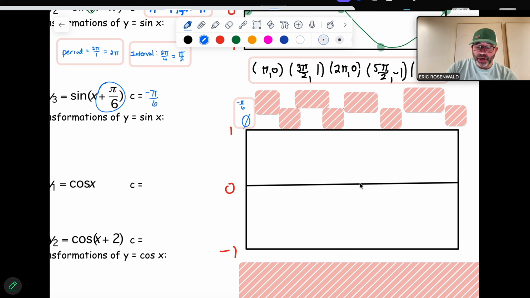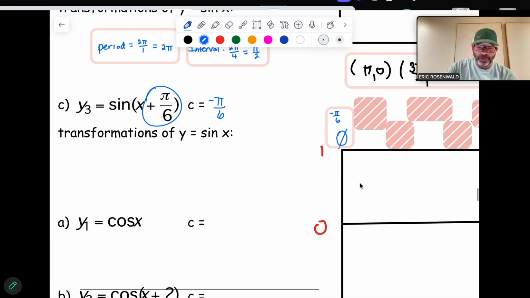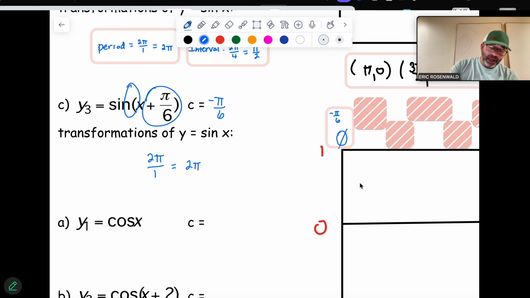There's no vertical stretches or shrinks to this, so I'm still at 1, 0, and negative 1. My period has not changed. There's no B value here to change this. So it's still 2 pi over 1, which means it's still 2 pi. If I do the interval for this, it's 2 pi divided by 4, which is pi over 2. So we have to start at negative 1/6, and add 1/2 to this.